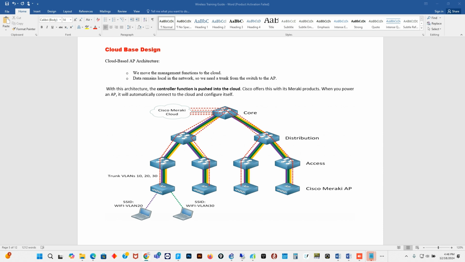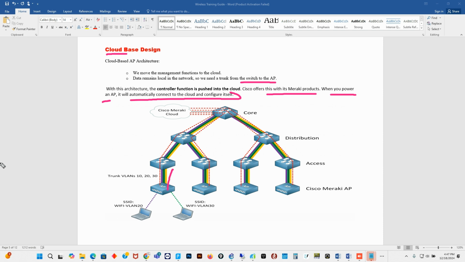But the only thing is, with this design, the APs will not be configured as access. They will be configured as trunk. That is the only difference in terms of deployment between the cloud-based and the wireless controller-based. But the whole concept is the same. We move the function to the cloud. Data remains local in the network, and we need to trunk from the switch to the AP. The controller function is pushed into the cloud. Cisco offers this with Meraki, as I've told you. Whenever you power on an AP, it automatically connects to the cloud and configures itself with the necessary details. So that is the main idea.